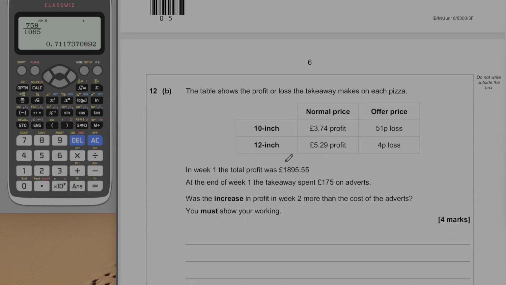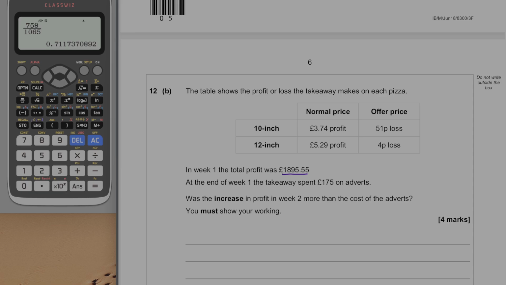Okay, part B. The table shows the profit or loss the takeaway made on each pizza, so normal price and offer price. In week 1, the total profit was 1,895.55. At the end of week 1, the takeaway spent 175 on adverts. Was the increase in profit in week 2 more than the cost of the adverts? You must show your working.